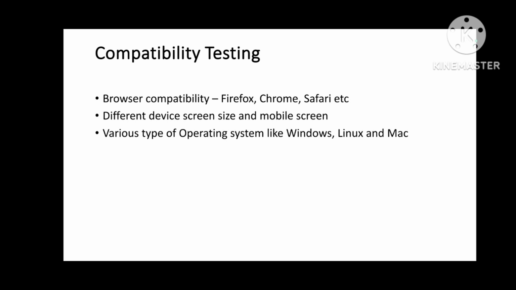Next one is compatibility testing. Here we need to check browser compatibility by checking the application in different types of browsers like Firefox, Chrome, Safari. And next, we need to check different screen sizes and mobile screens, and try to understand the resolution, and based on the devices we select, check that the details are properly showing. These need to be checked here. And also testing in different types of operating systems like Windows, Linux, Mac. These are tested under compatibility testing.